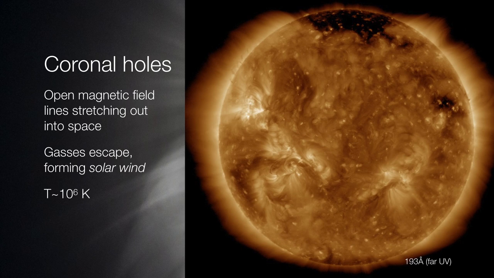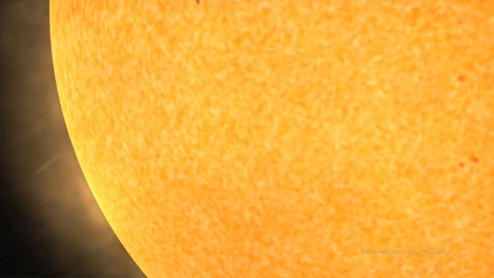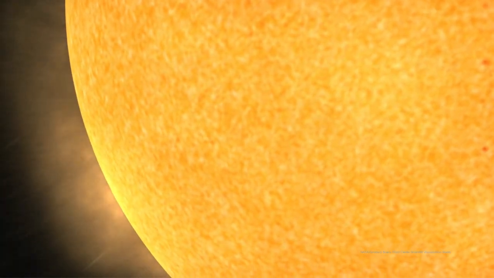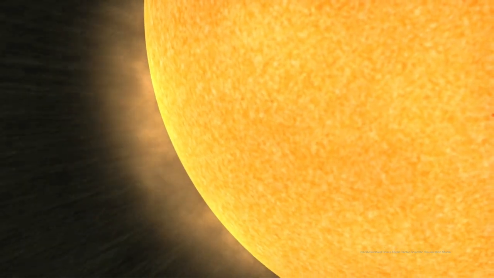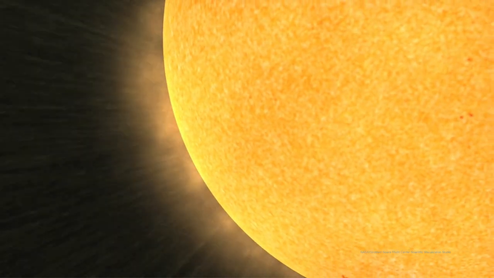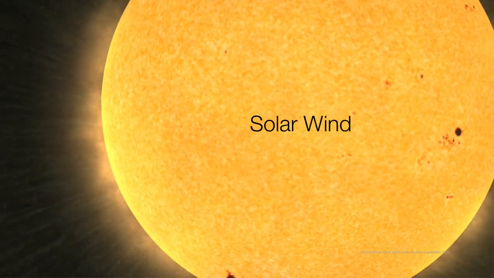So we're talking about a region of the sun's atmosphere that reaches a million Kelvin easily, and for this reason, we can only view this at far ultraviolet and even in X-ray wavelengths. But those hot gases that are escaping from the coronal holes are escaping through lots and lots of smaller coronal holes as well, giving us a continuous outflow of charged particles from the sun called the solar wind.